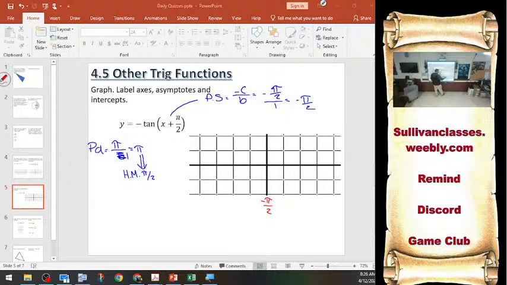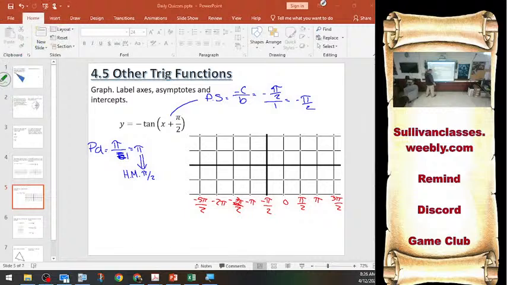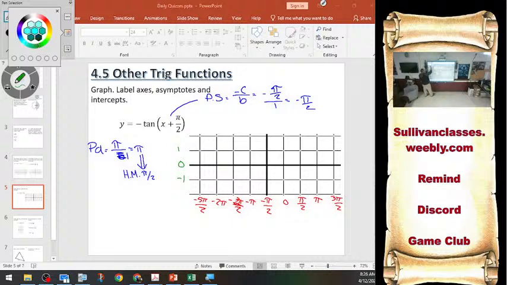And then pi over 2 increments: 0, pi over 2, pi, 3 pi over 2, negative pi, negative 3 pi over 2, negative 2 pi, negative 5 pi over 2, and so on. With a vertical axis, so some of you don't have that, of 0, 1, negative 1, because there's no vertical shift and my amplitude is still 1. Then you make the same graph every time.